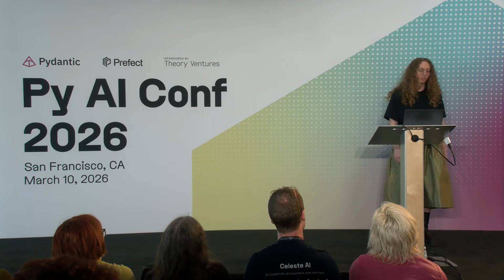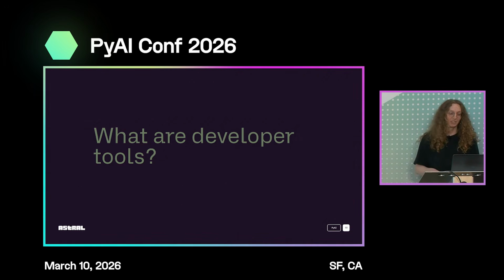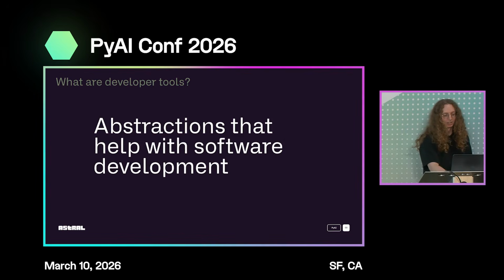And today, I'll be talking about how agents use developer tools, what qualities of tools are important, and how the design of tools is changing as agentic programming grows. So briefly, what are developer tools? At their core, developer tools are abstractions that help with parts of the software development lifecycle. And this includes a lot of things, like issue trackers, programming languages, compilers, package managers, etc.